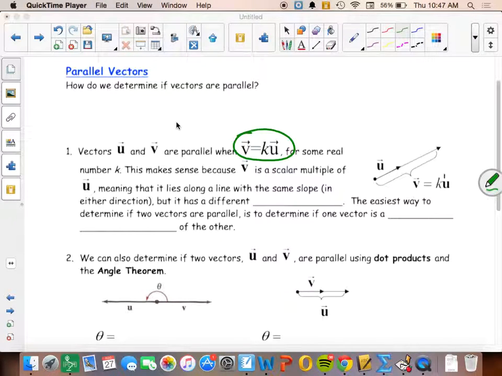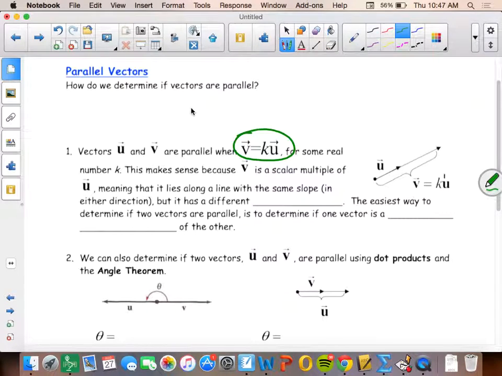In class, we started talking about parallel vectors. So how do we determine if vectors are in fact parallel? Well, we said that they go in the same direction if they're parallel. So here's vector 1, here's vector 2, those are parallel vectors. They don't have to be the same length, they don't have to have the same starting point.